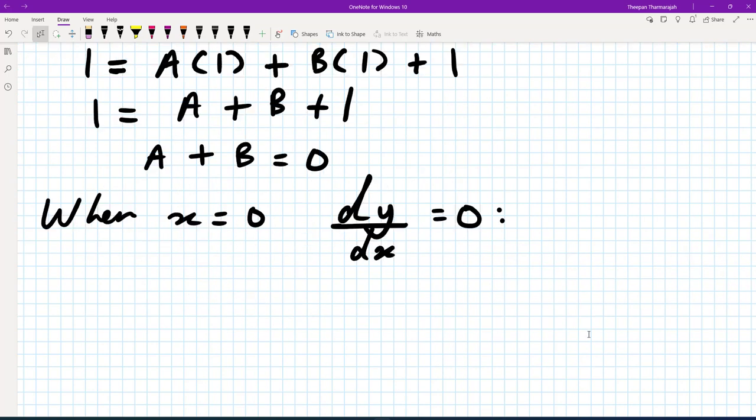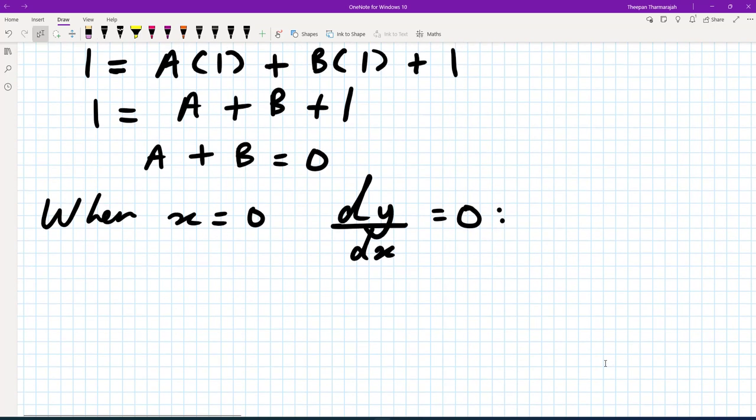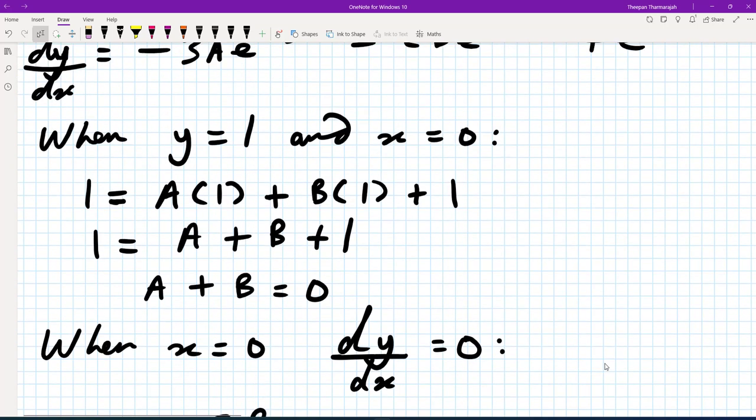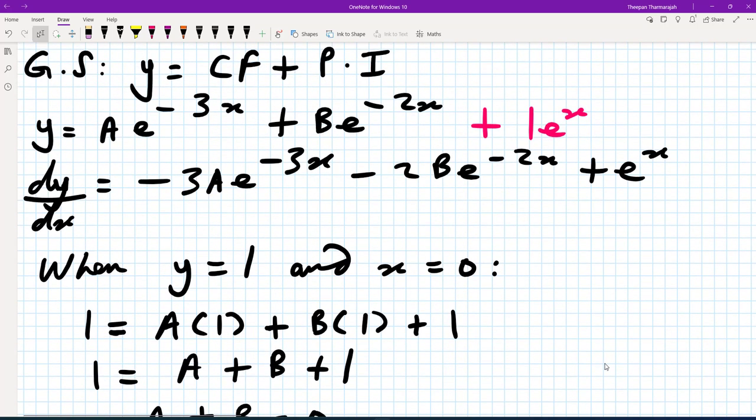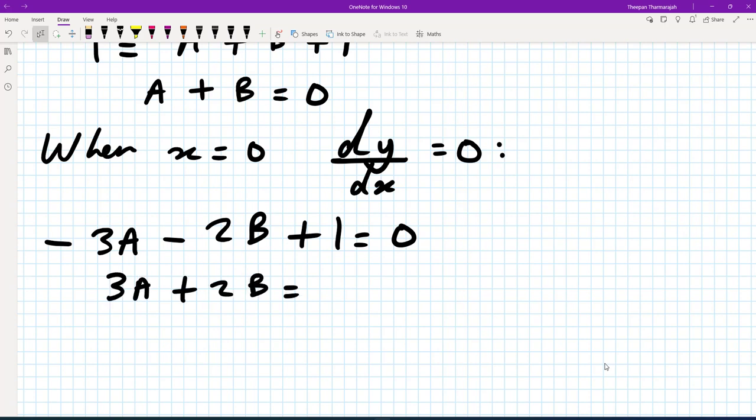Conditions are when x equals 0 and dy by dx equals 0. So we know what dy by dx is. It's minus 3a e to the minus 3x minus 2b e to the minus 2x plus e to the power of x. So it's minus 3a minus 2b, because don't forget e to the power 0 is 1, and then we get plus 1 equals 0. So I can say 3a plus 2b is equal to 1.